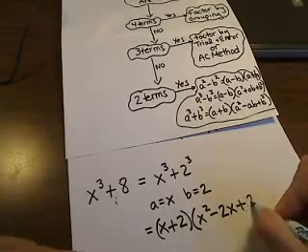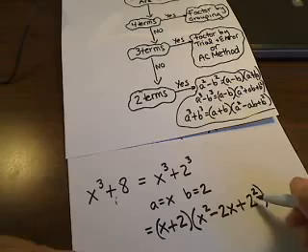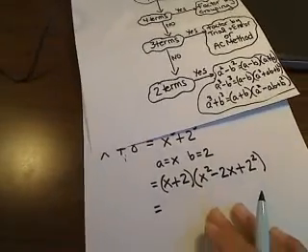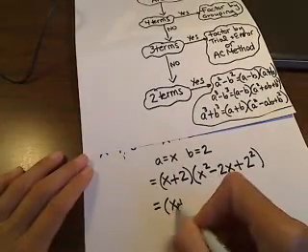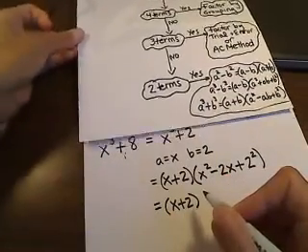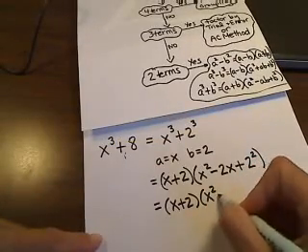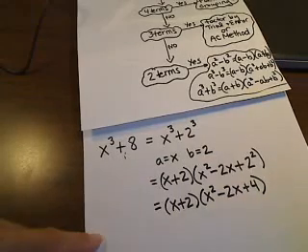And then plus the b squared there. Okay, so b is actually a 2, and I'm squaring that. So on the next line, I'm actually going to write this out. That 2 squared I'm going to write out as a 4. So this becomes x plus 2 times x squared minus 2x and then plus the 4. Okay, so that's that factorization.